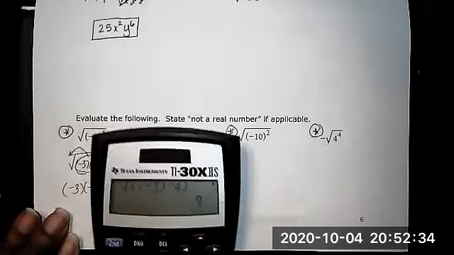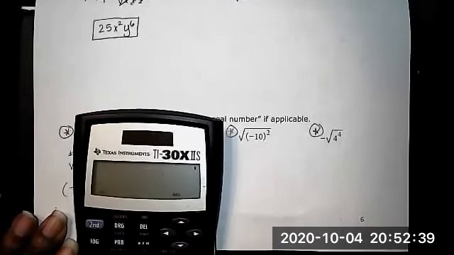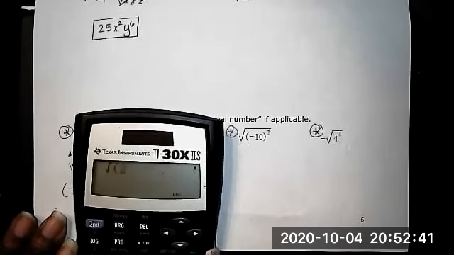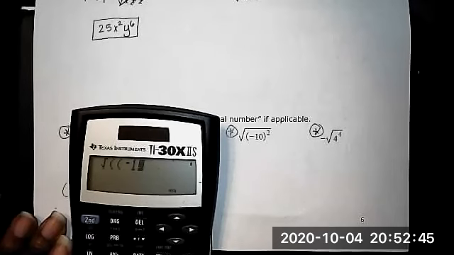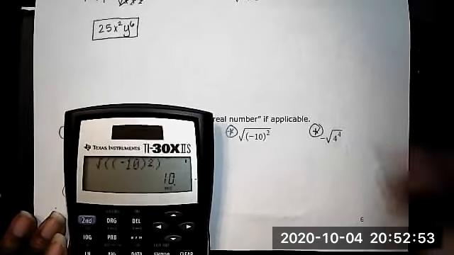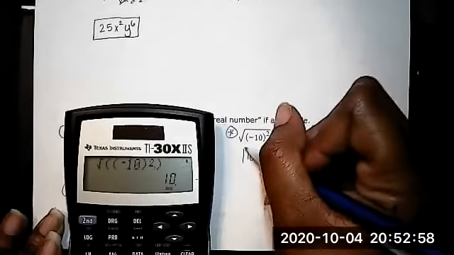Let's try the next one. Let's say square root of parentheses -10 squared, parentheses squared, and then close that all the way off. Push enter, we get 10. Okay, so it is kind of working there.